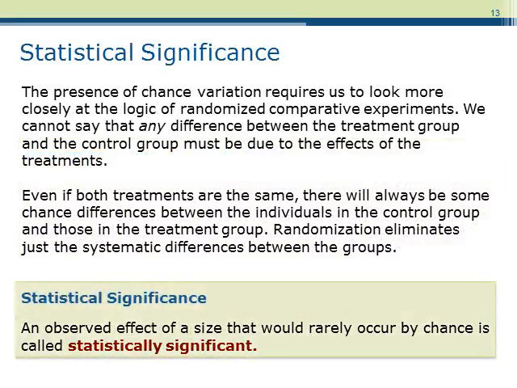The presence of chance variation requires us to look more closely at the logic of randomized comparative experiments. We cannot say that any difference between the treatment group and the control group must be due to the effects of the treatments. Even if both treatments are the same, there will always be some chance differences between the individuals in the control group and those in the treatment group. Randomization eliminates just the systematic differences between the groups. However, if our results are such that they would only rarely occur by chance, then we would say that our results are statistically significant.